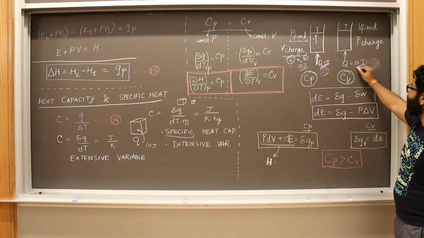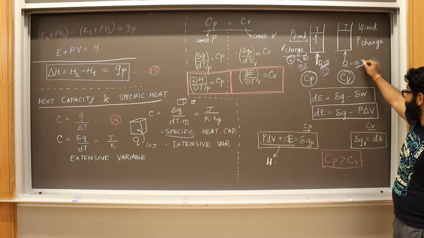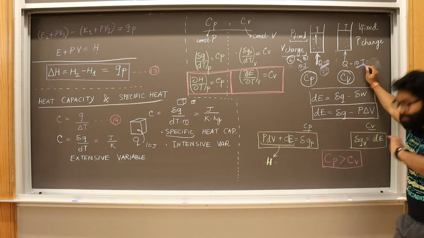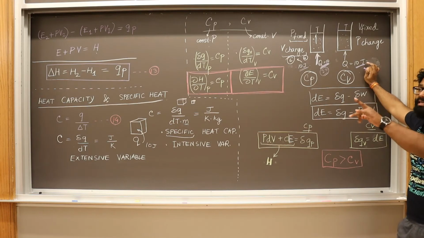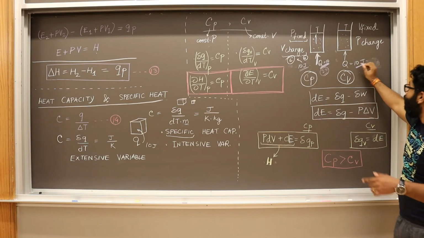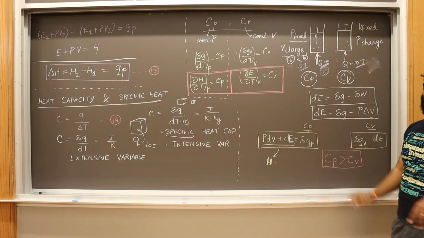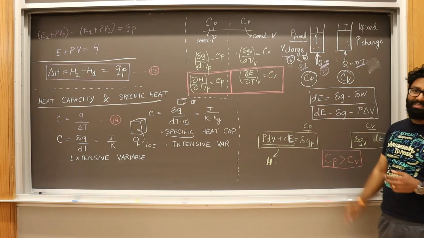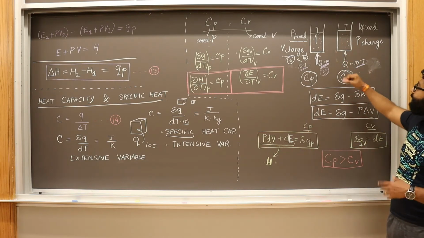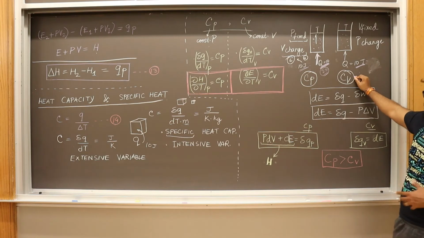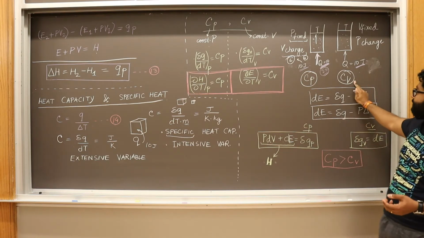In here, the Cv, out of the 10 joules, nothing is going to waste, nothing is going to increase the volume, right? So all of this is going to raise the temperature of the system. So inherently, you are spending less energy in Cv, right? So Cv becomes lesser than Cp.